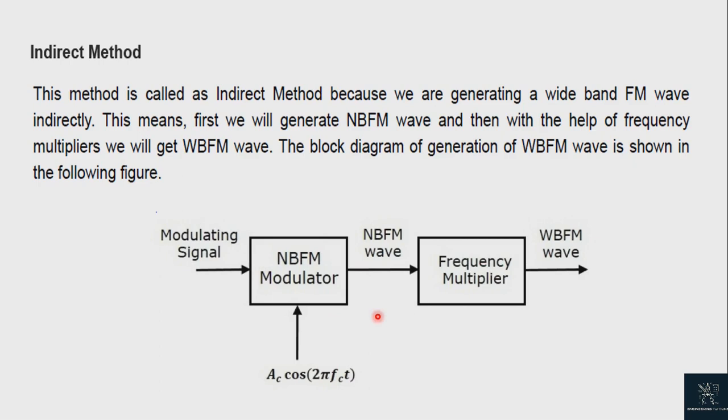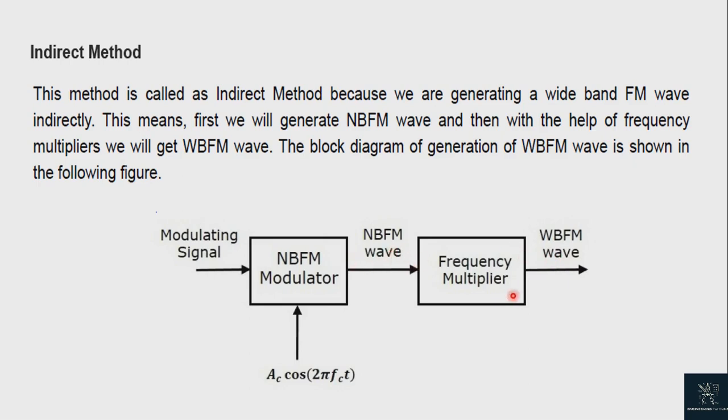This block diagram contains mainly two stages. In the first stage, the narrowband FM wave will be generated using a narrowband FM modulator. We know that the modulation index of a narrowband FM wave is less than 1. Hence, in order to get the modulation index of the FM wave greater than 1, choose the frequency multiplier value properly. A frequency multiplier is a non-linear device which produces an output signal whose frequency is n times the input signal frequency, where n is the multiplication factor.